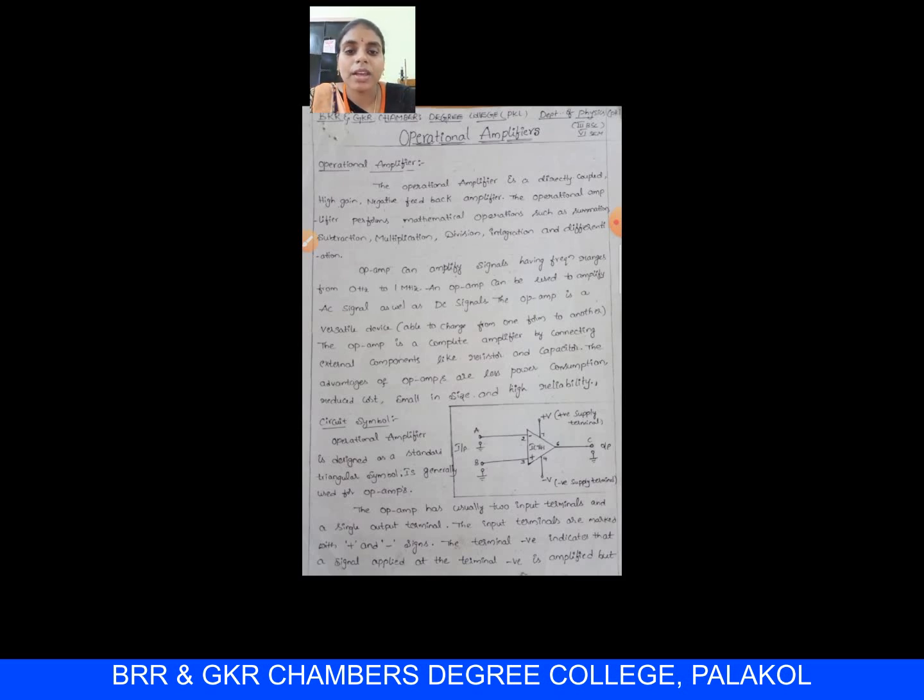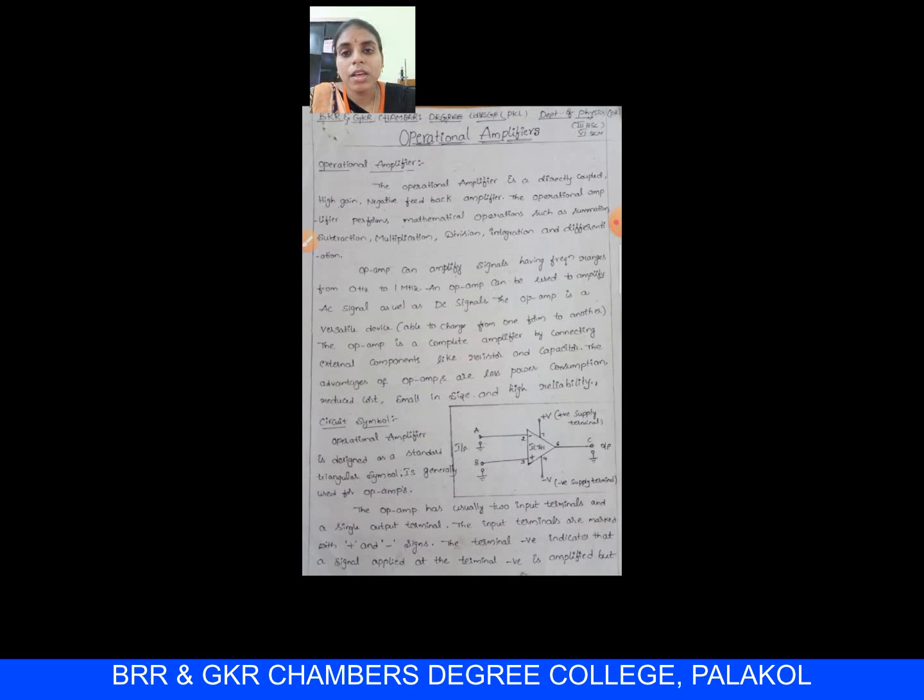Operational amplifier is a directly coupled high gain negative feedback amplifier. Directly coupled means there is a connection from one device to another device. Now there is a connection between a fiber cable and a circuit board, so that is a directly coupled connection. In that case, the operational amplifier also has connections from one stage to another stage, and that connection is nothing but a directly coupled connection. Next term, high gain.